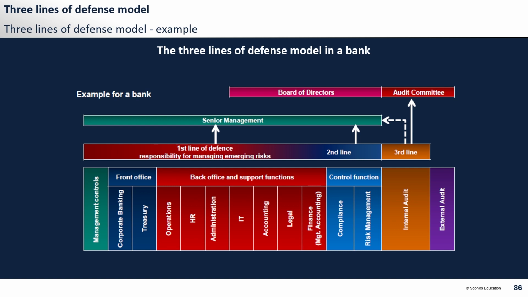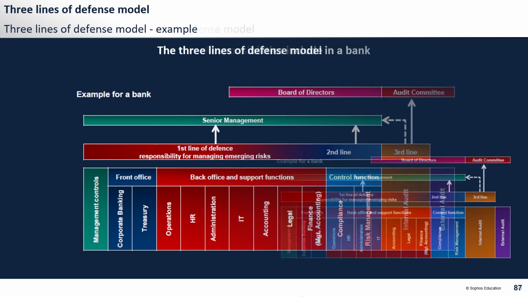And then in this model, you have the third line of defense. That's typically internal audit. We placed external audit there as well, and the dotted line and functional reporting line to the audit committee and dotted reporting line to senior management. Now we're going to see how this works.